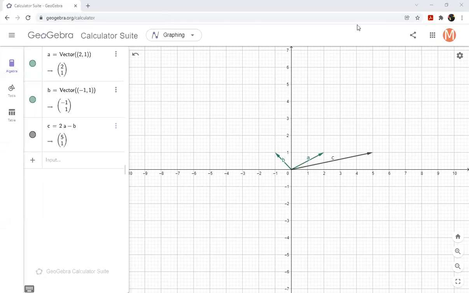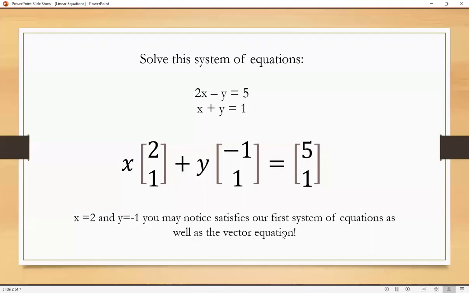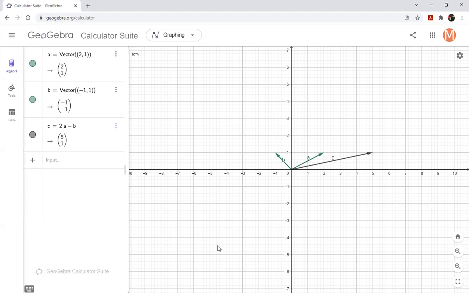Let vector a be the vector (2, 1), and let vector b be the vector (-1, 1). Now we can see from the expression here that it is x times the vector (2, 1) plus y times the vector (-1, 1). And we know that x equal to 2 and y equal to -1 satisfies this vector equation. So we are going to plot the vector 2 times the vector (2, 1) minus 1 times the vector (-1, 1), which here is just 2a minus b. Now let us see where 2a minus b goes. It becomes the vector (5, 1), which you can see on the screen.